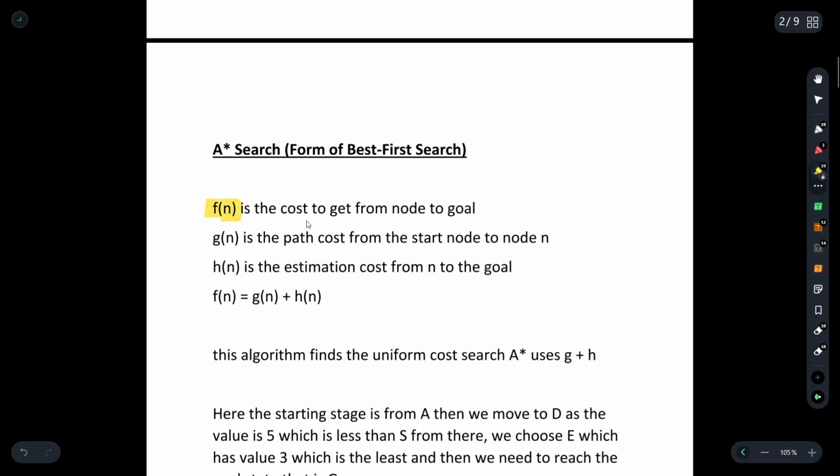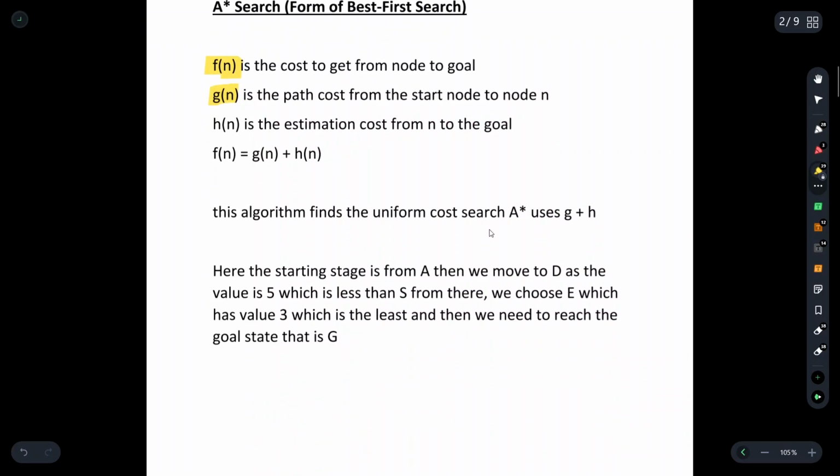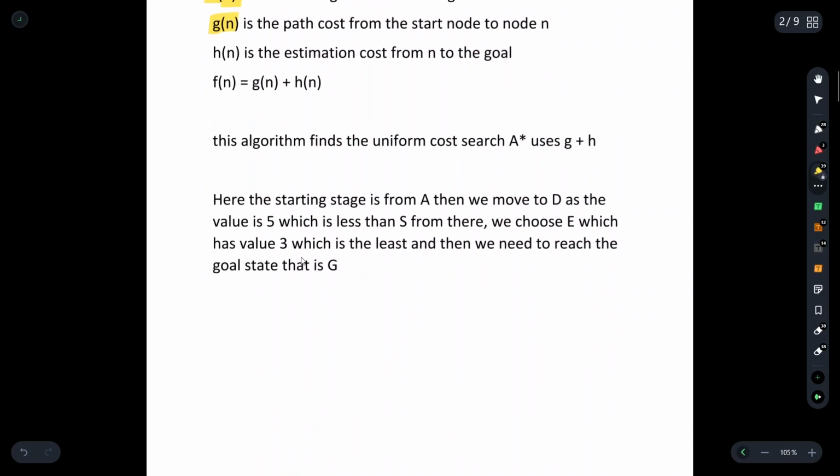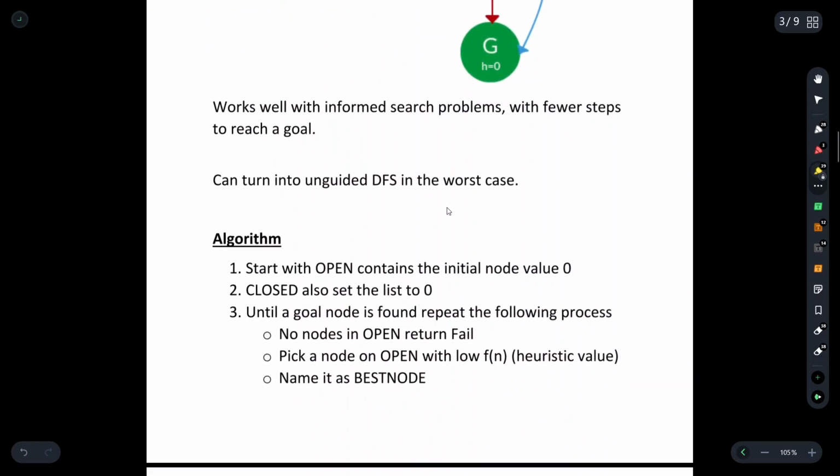Fn is the total cost, Gn is the path cost, and Hn is the estimated cost from the node to the goal. So Fn is equal to Gn plus Hn. We need to remember this formula: the A star algorithm uses G plus H. In this way we are going to build upon these graphs.